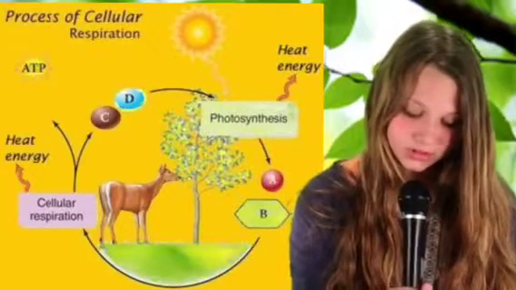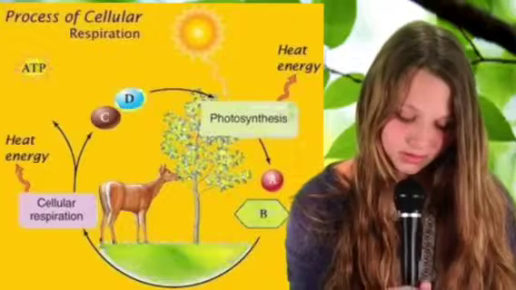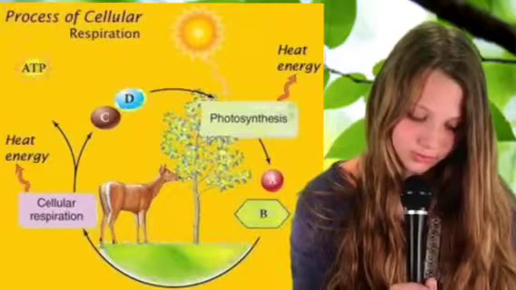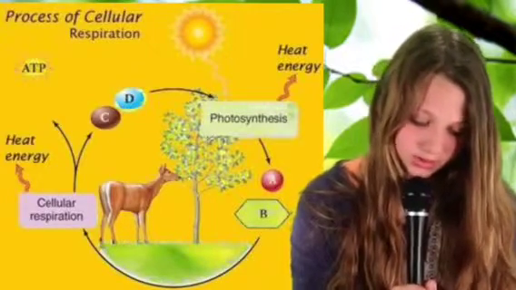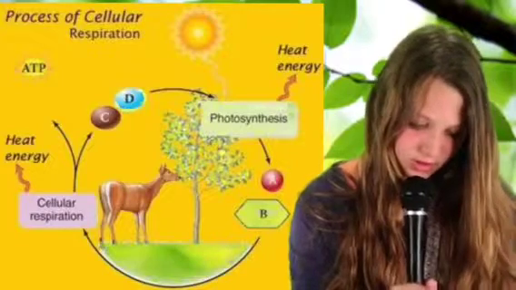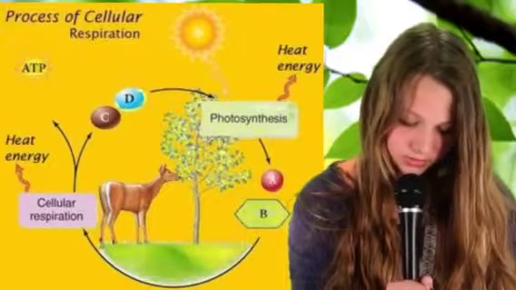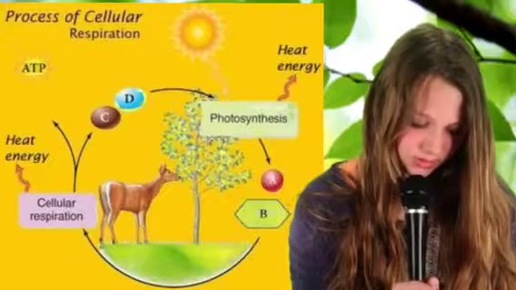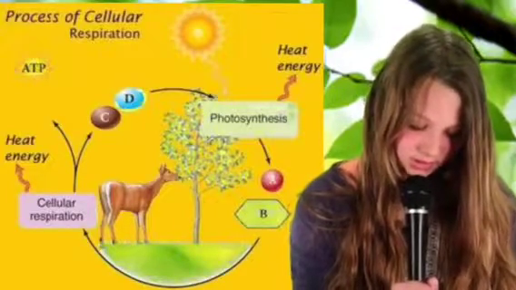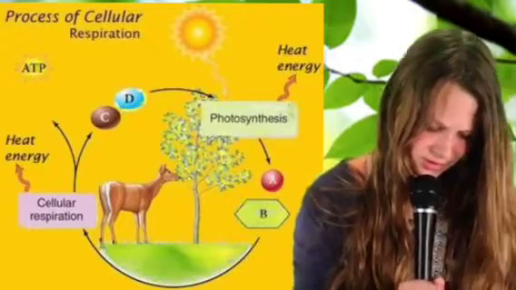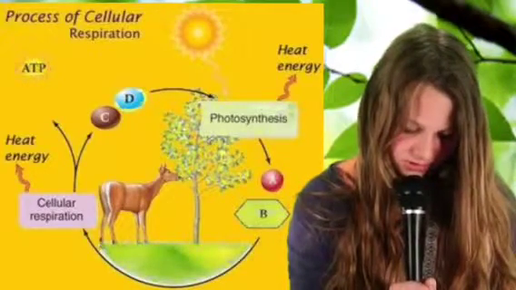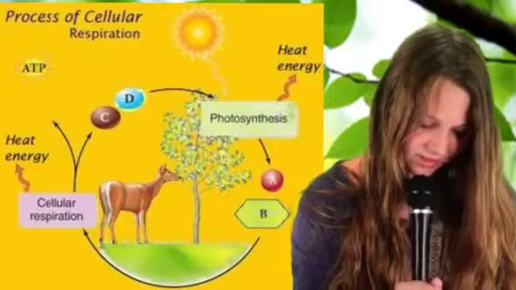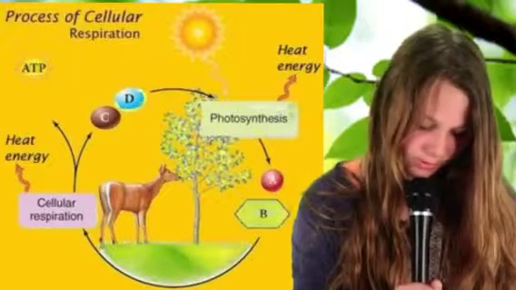The process occurs in three phases. One, glycolysis, which is the breakdown of glucose to pyruvic acid. Glycolysis occurs in the cytosol, while the Krebs cycle takes place in the matrix of the mitochondria. Three, oxidative phosphorylation via the electron transport chain is carried out on the mitochondrial membrane.